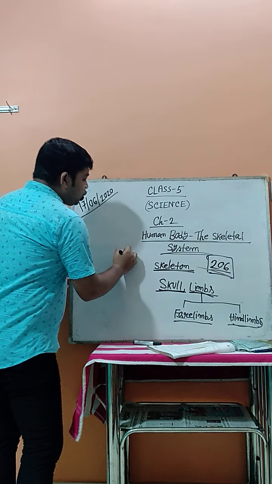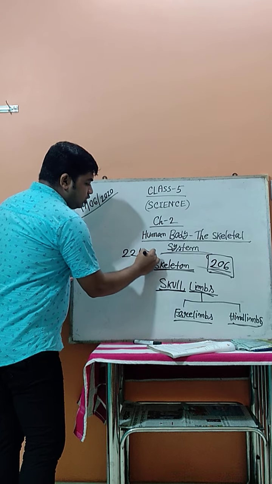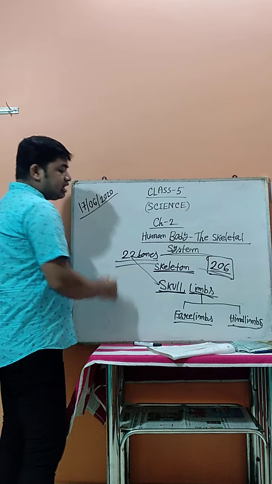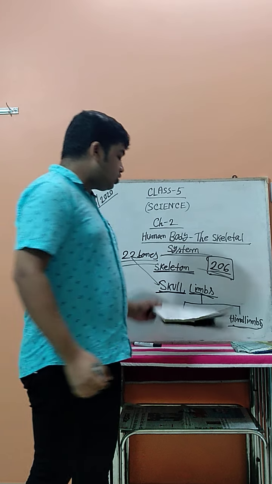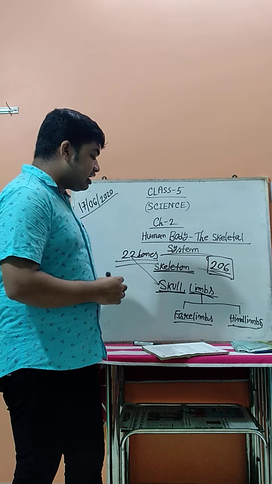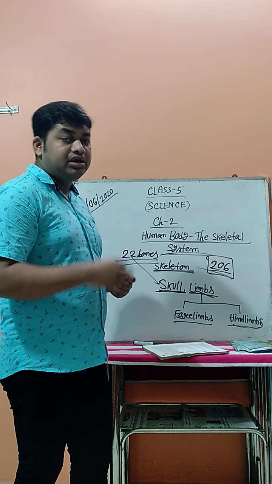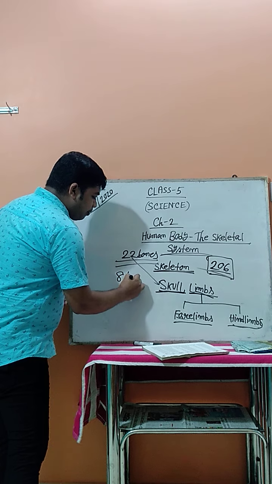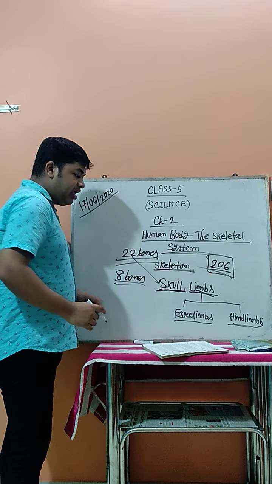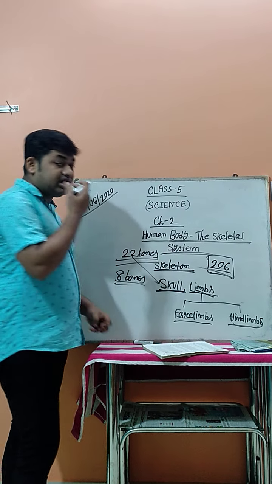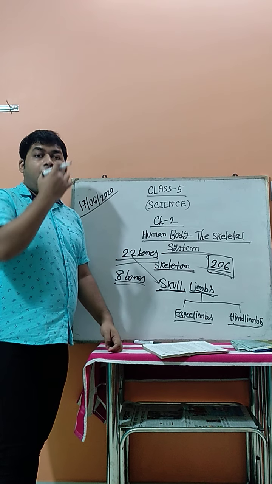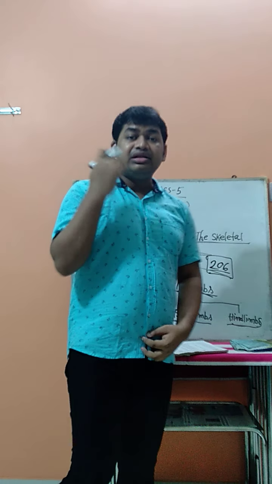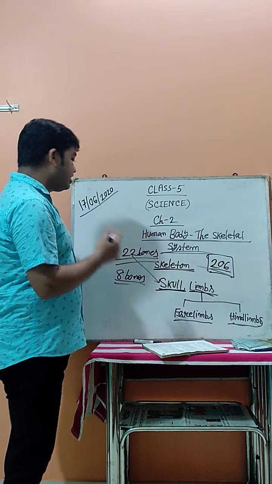How many bones? 22 bones. So how many bones does the skull consist of? A total of 22 bones. Of these, 8 bones make up the protective part of the brain in our head, and the 14 bones are present in the upper and lower jaw.